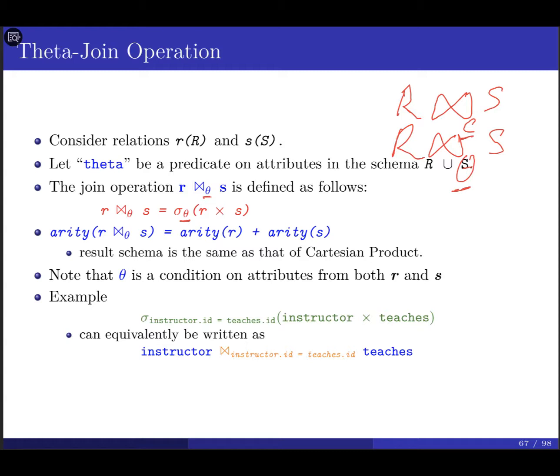And generally speaking, the predicate or the condition is going to be based on what? Based on attributes in the schema R union S. So we definitely have to compare some attribute from the relation R with some other attribute in the relation S. That's the meaning here. If you try to perform a condition that belongs to only one relation, you are not going to use theta join in this case. You have to use selection.